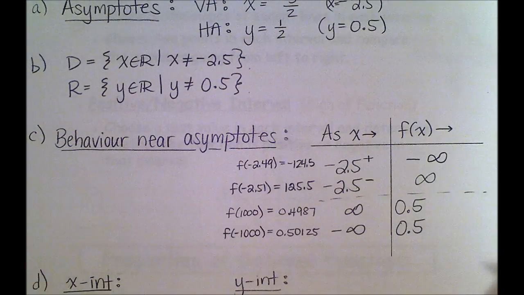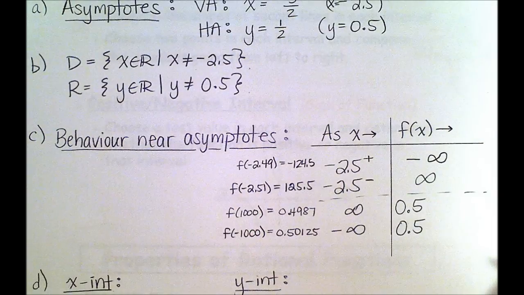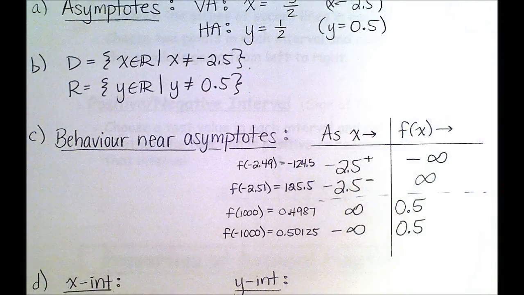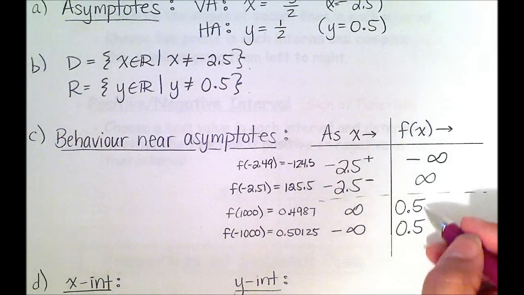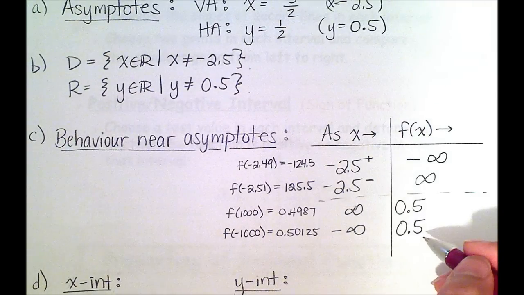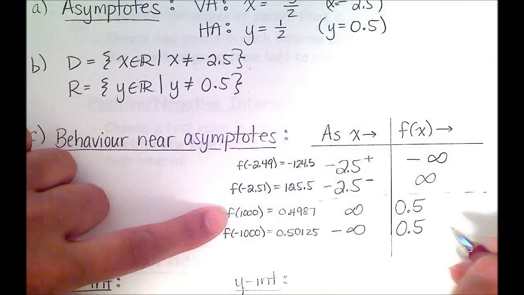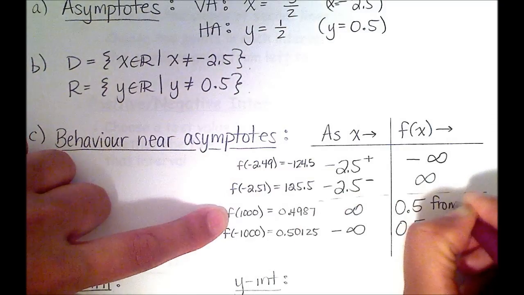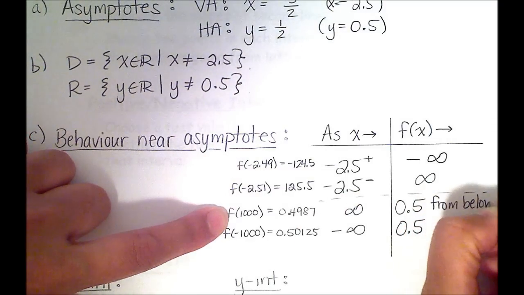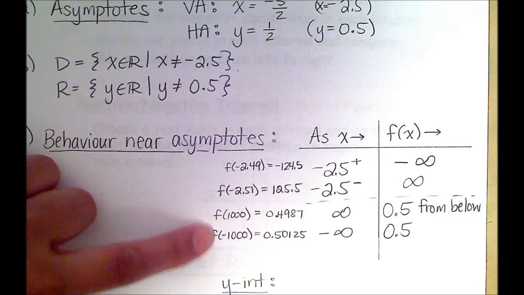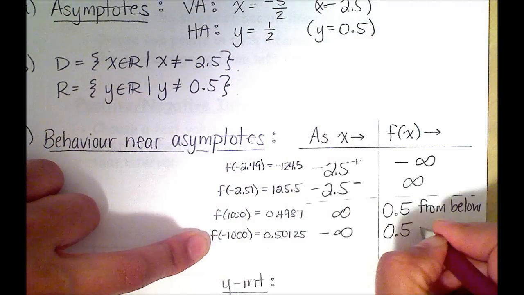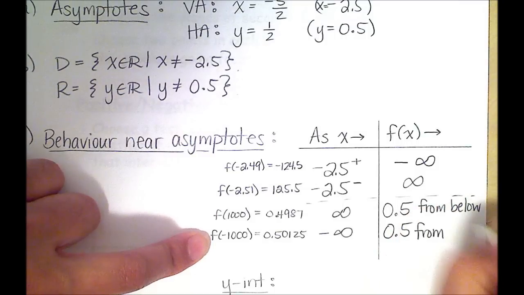Okay, so you'll notice that this time, as you plug in a large value for x and as you plug in a small value for x, you end up getting a function value that's close to 0.5. Now, as you approach positive infinity, the function is actually approaching a half from below. So you'll notice that it's slightly less than a half. Whereas when you're approaching negative infinity, you'll notice that the answer is slightly higher than a half. So it's actually approaching the asymptote from above.